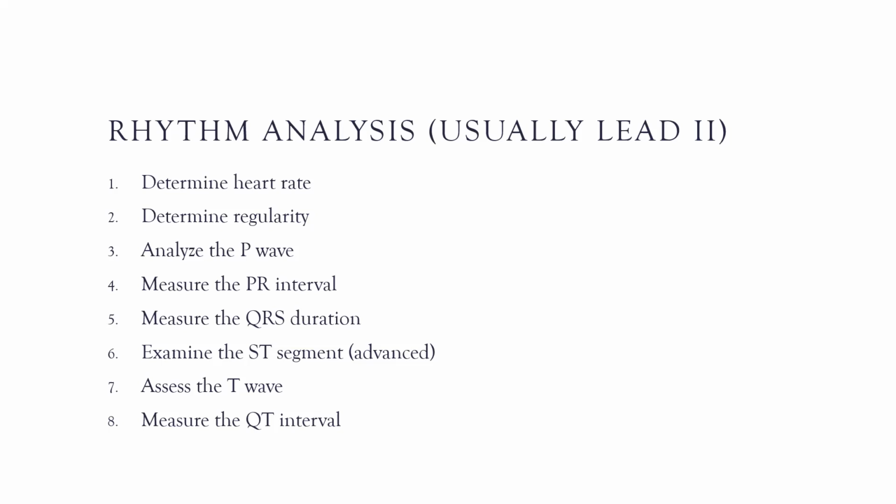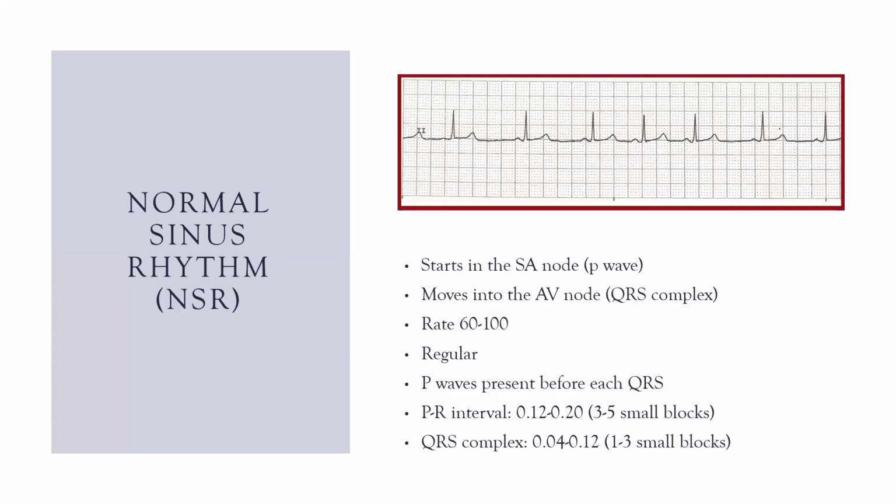So we typically read lead 2. You will see, like right here, there is the Roman numeral 2. We are in lead 2. So again, NSR, which is normal sinus rhythm, starts in the SA node, so we have a P wave. It moves to the AV node, which is our QRS complex. The rate is going to be somewhere between 60 and 100 beats per minute. It will be regular. P waves will be present before each QRS, and our PR and our QRS will all be within the normal time frame.